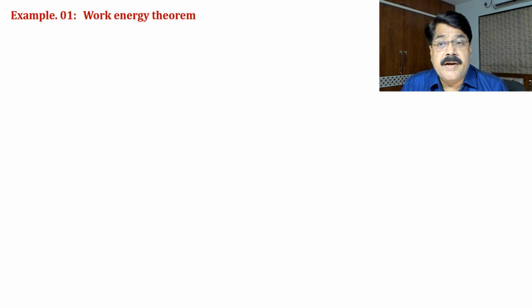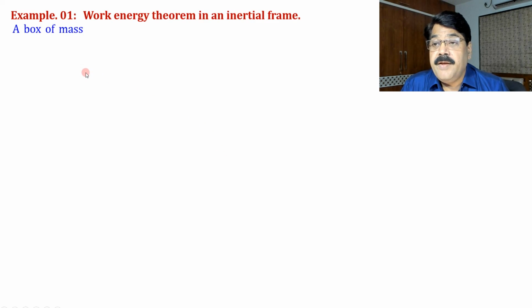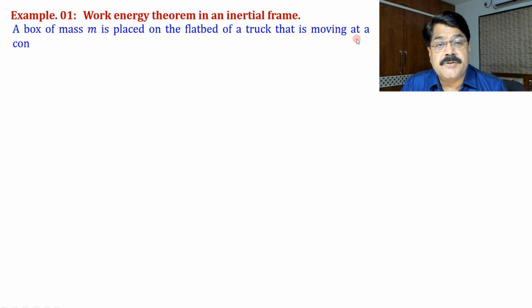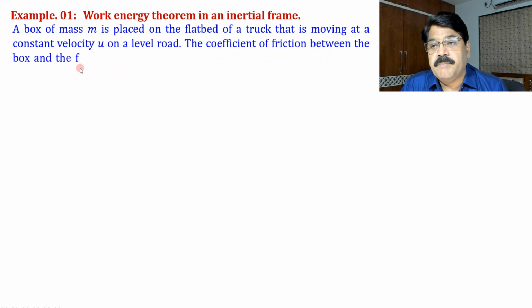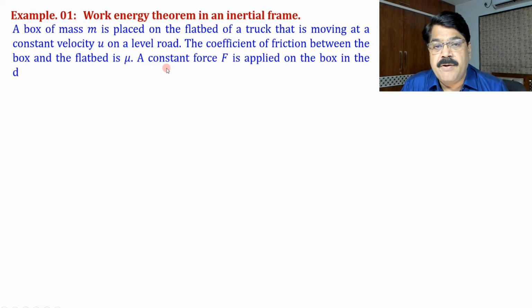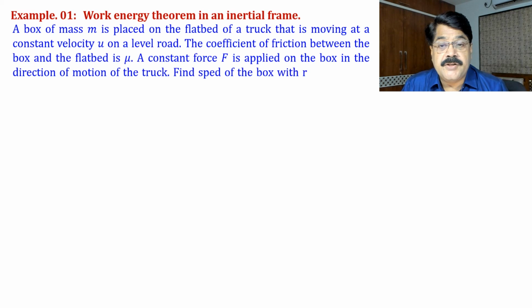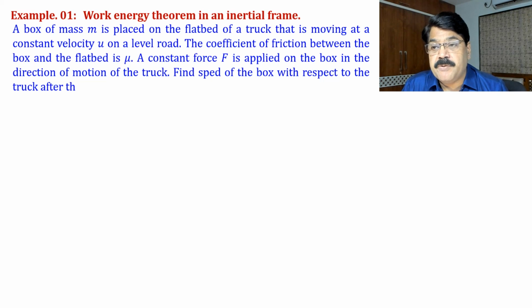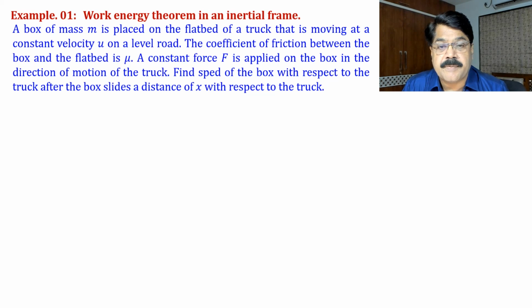Example 1, work energy theorem in an inertial frame. Let us see what the example is. A box of mass m is placed on the flatbed of a truck that is moving at a constant velocity u on a level road. The coefficient of friction between the box and the flatbed is mu. A constant force F is applied on the box in the direction of motion of the truck. Find the speed of the box with respect to the truck after the box slides a distance x with respect to the truck.